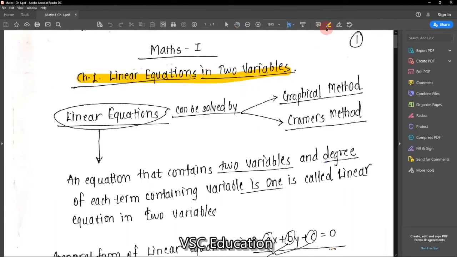Okay, linear equations in two variables. These linear equations can be solved by two methods. One is the graphical method and the second one is Cramer's method.